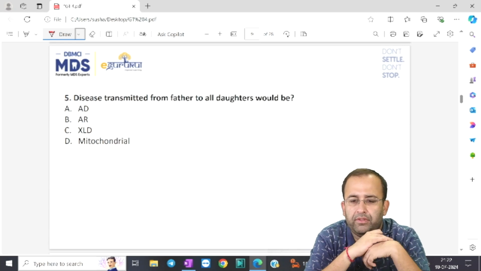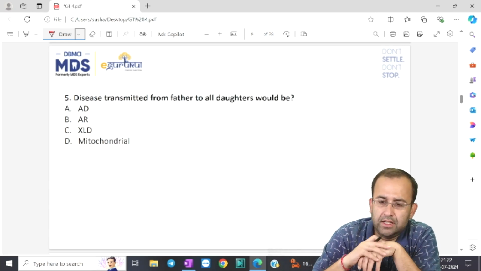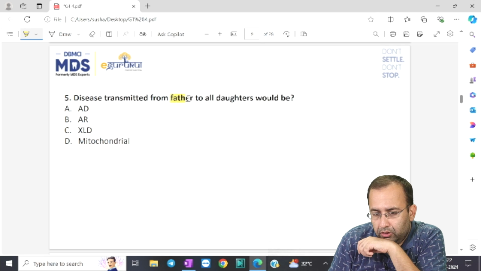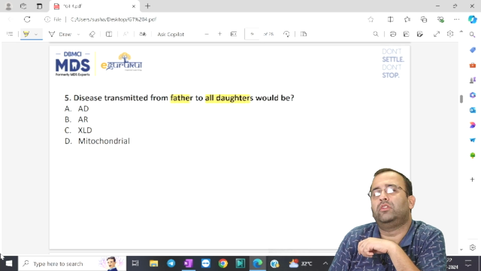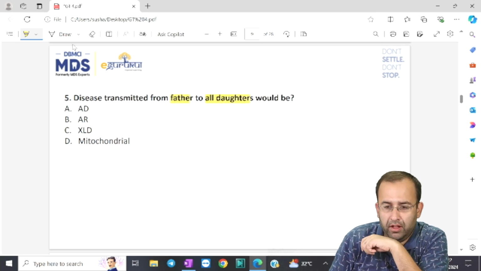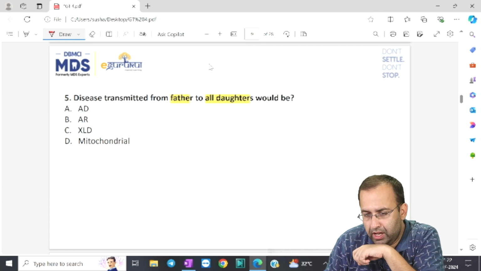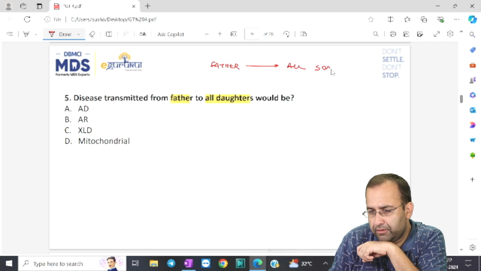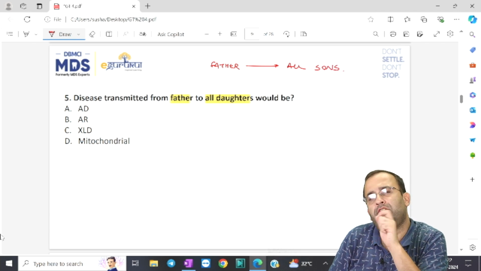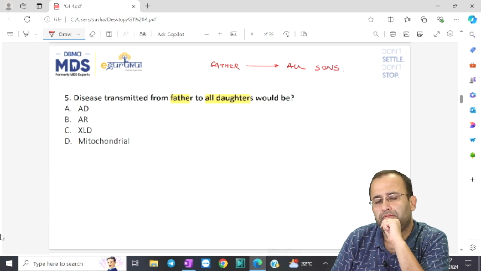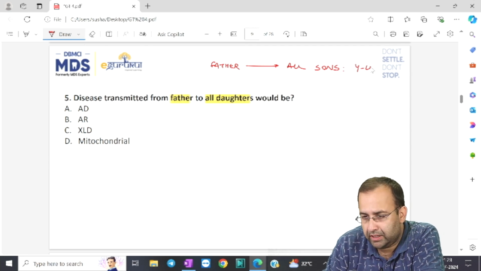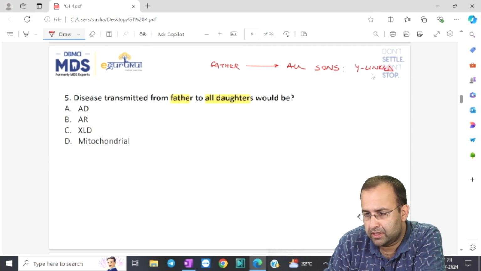Next question. Disease transmitted from father to all daughters would be. Look children, if disease is going from father to all sons, father gives which chromosome to son? Y chromosome. It is a Y-linked disorder. If it is to all sons, it is Y-linked.